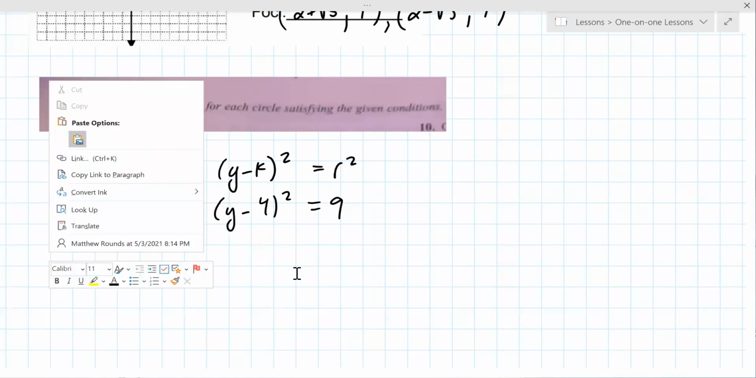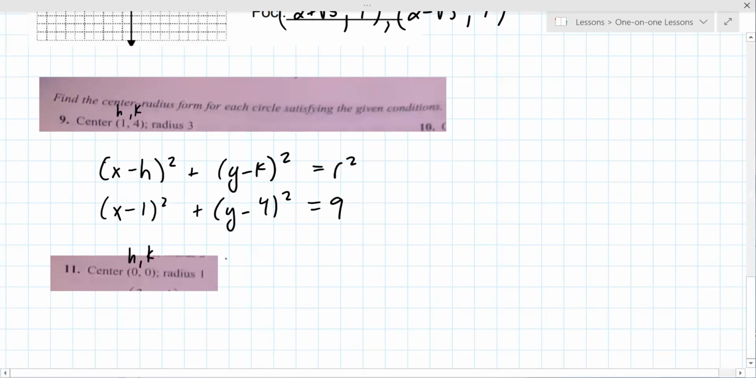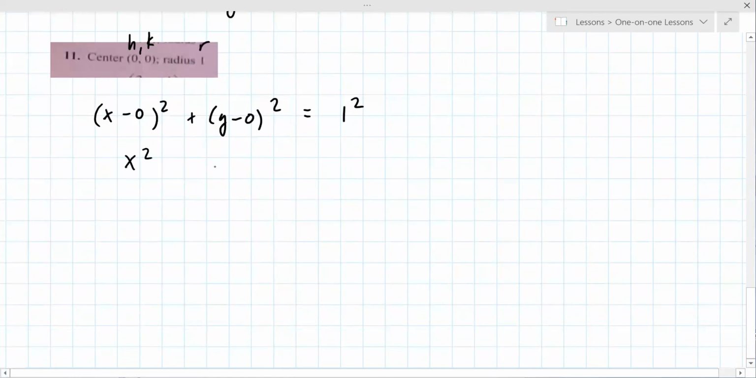Okay, 11 is really similar. They give you h, they give you k, they give you r. So it's x minus 0 squared plus y minus 0 squared equals 1 squared. And then that simplifies to x squared plus y squared equals 1. That's what you were asking me before.